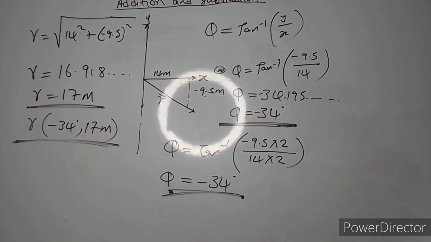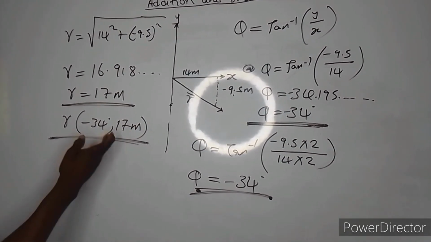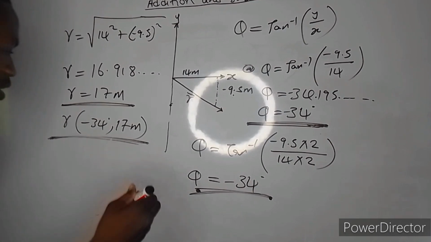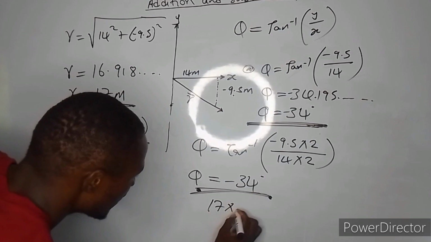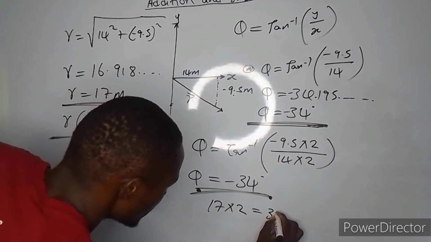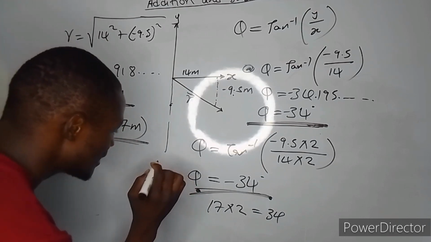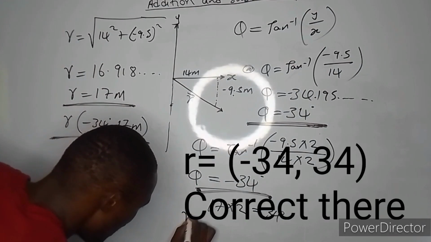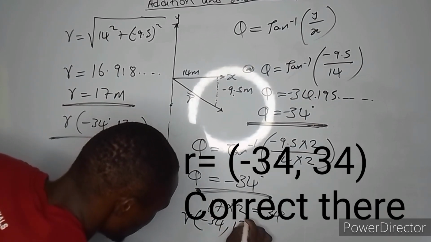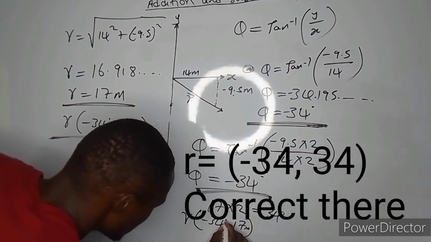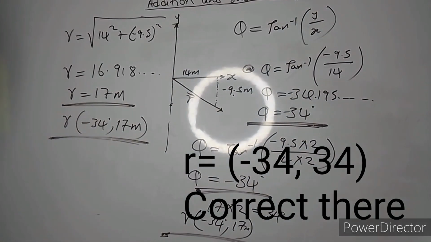So to find the magnitude, at first we found that it is 17, but remember we are doubling this. So our final answer will be 17 by 2, which is giving us 34. Therefore, the expression for doubled r will be r, open bracket, negative 34, comma 34. So this is in meters, this is in degrees. So these are the answers for the first question.